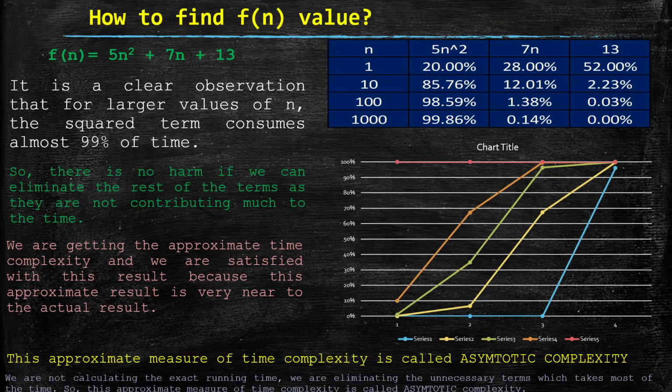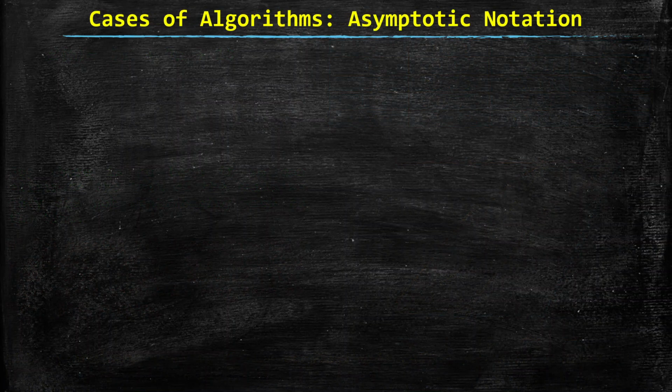Furthermore, I have given the notes here. Please note down all of this. This approximate measure of the time complexity is called asymptotic complexity or asymptotic analysis. We are not calculating the exact running time. We are eliminating the unnecessary terms and keeping the ones that take most of the time.